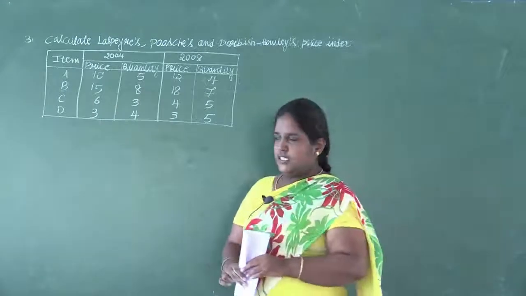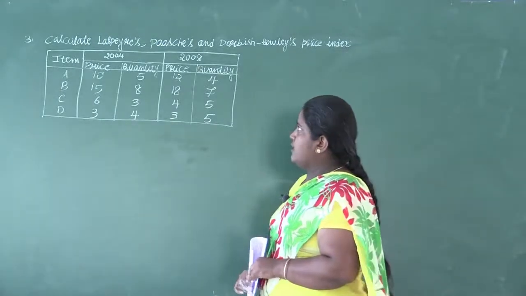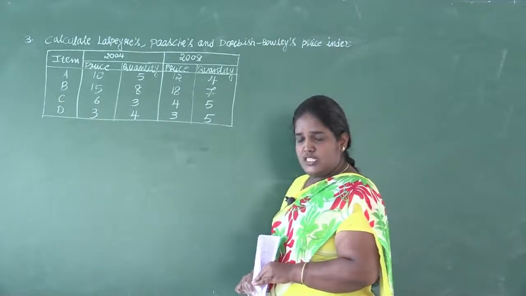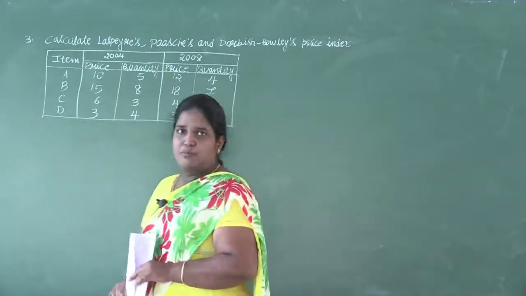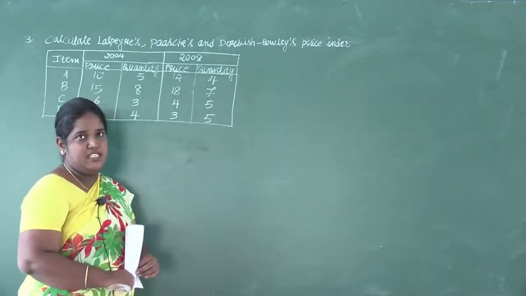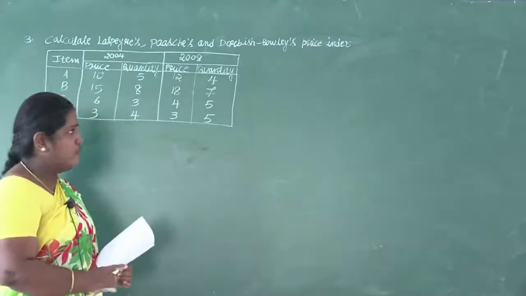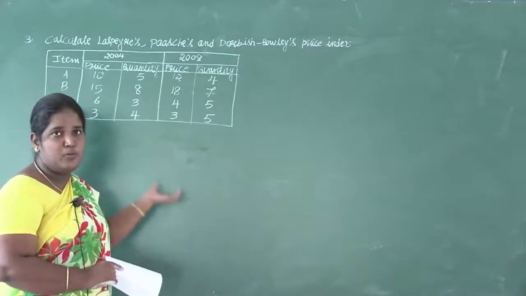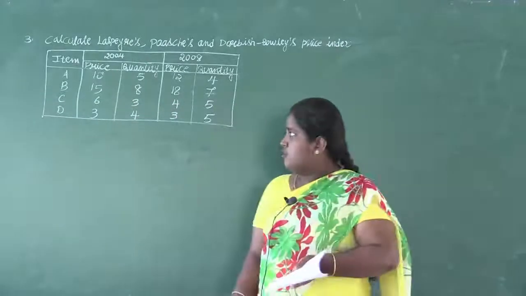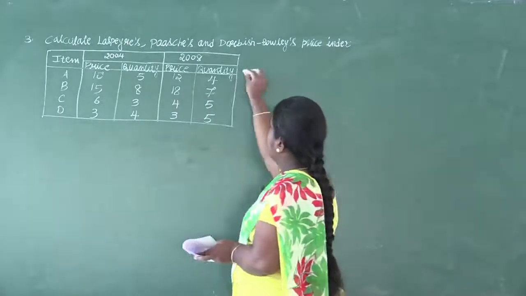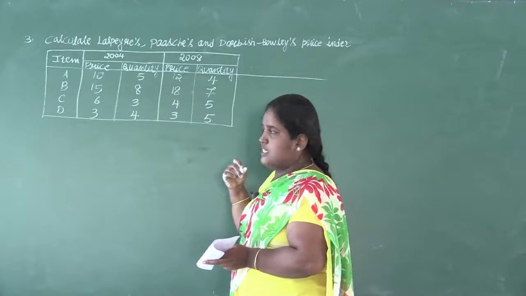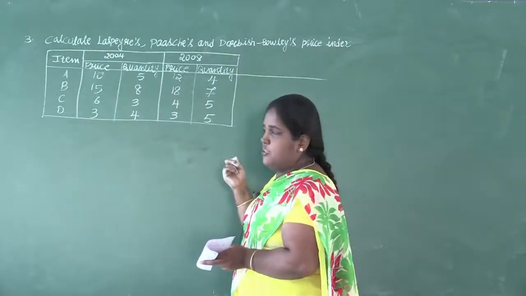So we are beginning with the next problem now. Calculate Laspeyres, Paasche's and Dorbish-Bowley's price index number. So here only 3 methods are given. Usually a question like this will be asked for 10 marks, not all the 5 methods. The first 2 problems we have done are practice problems. You can practice all the 5 methods. Now this is the question which will be asked in the exam, a 10 marks question.